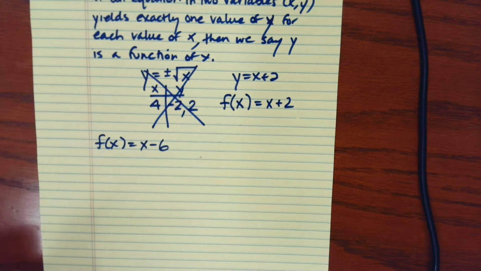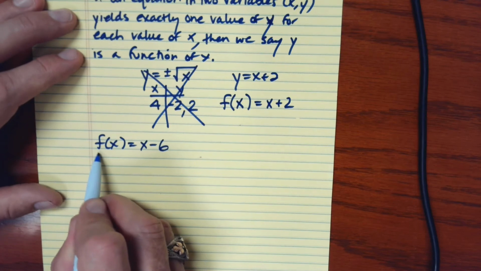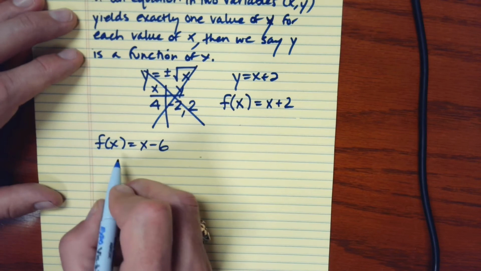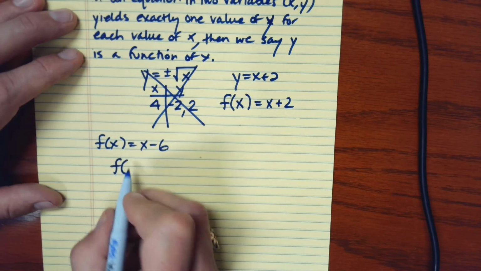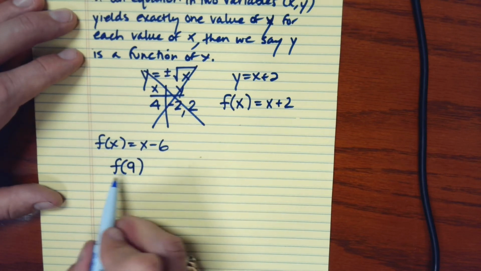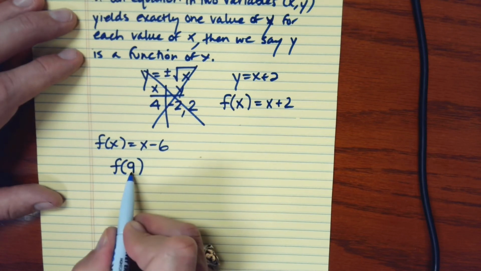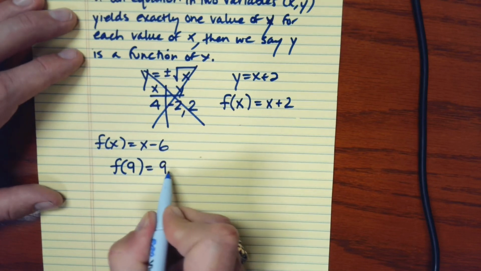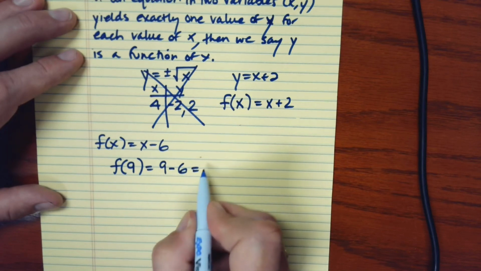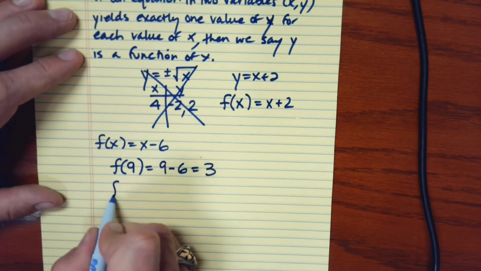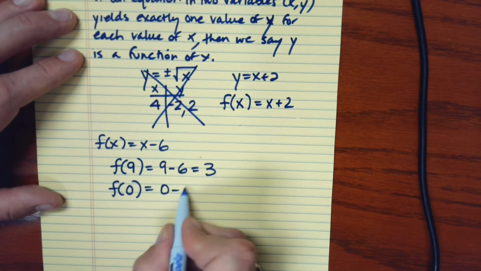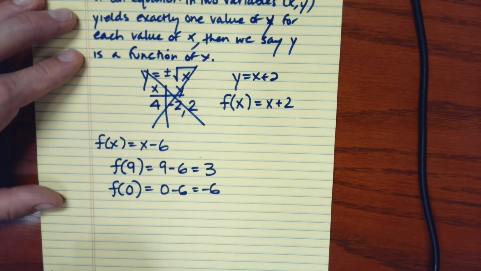Just to get a little bit of practice using function notation, if I want to evaluate this function for a particular value of x, I might write f of 9. To evaluate this, I would replace the x with the value 9, so that equals 9 minus 6, which is 3. I could also say f of 0, in which case I would take 0 and subtract 6, and that would be negative 6.